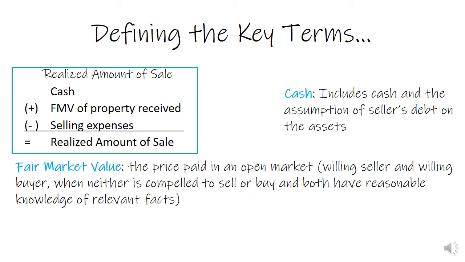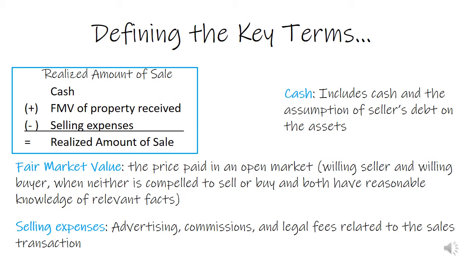Fair market value is the price paid in an open market for the property. An open market is one in which the buyer and the seller are both engaging in the transaction voluntarily, and where both parties have enough knowledge of the transaction to make the decision in full conscience. And finally, the realized amount of the sale is less any selling expenses that were incurred to enter into the sale. These can include advertising, commissions, and legal fees.